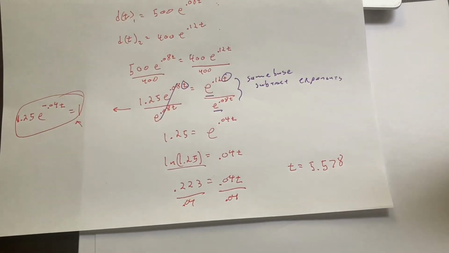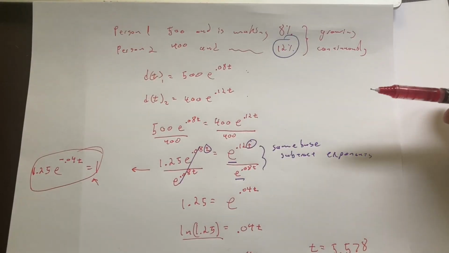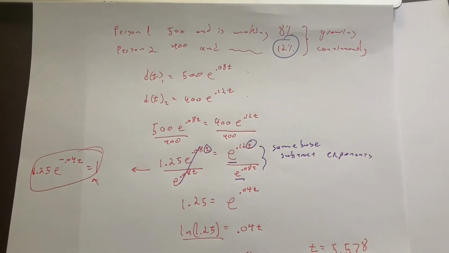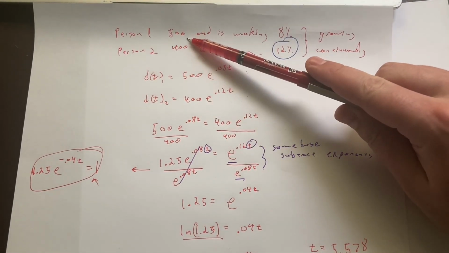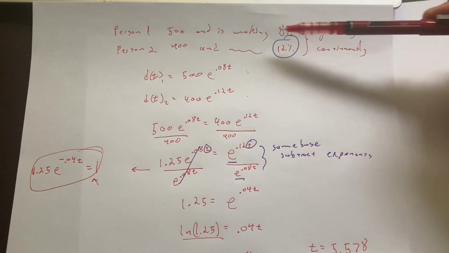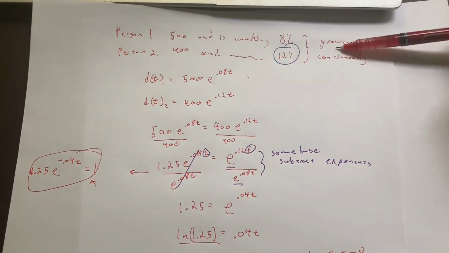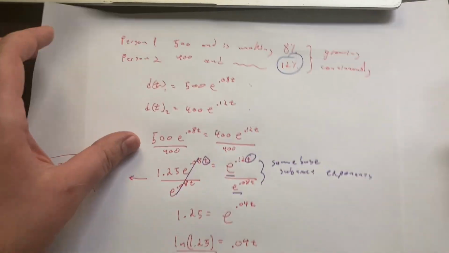Please note, if you got a negative answer for time, you really want to check the premise of your problem to say, hey, was this even viable to begin with? I am known to put those types of questions on tests. Here, person one started with more and makes less money. Person two starts with less and makes more. So there's going to be that natural inclination.